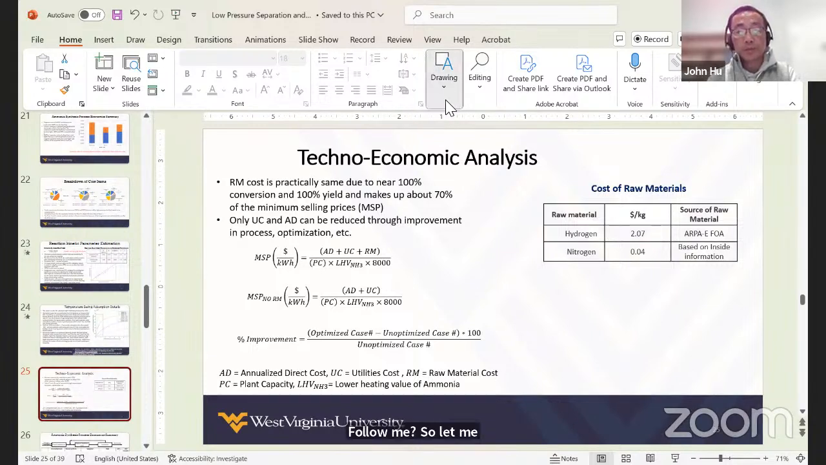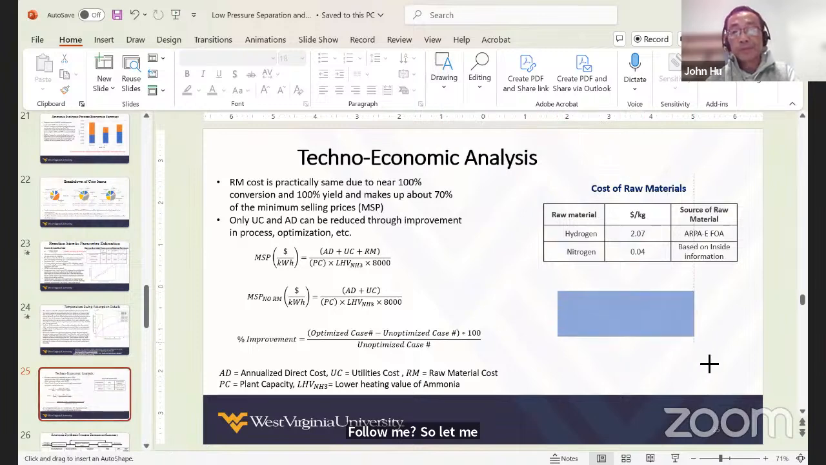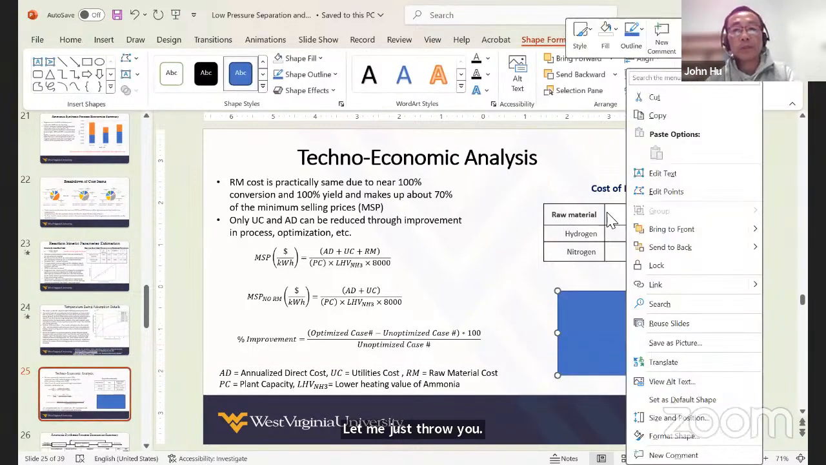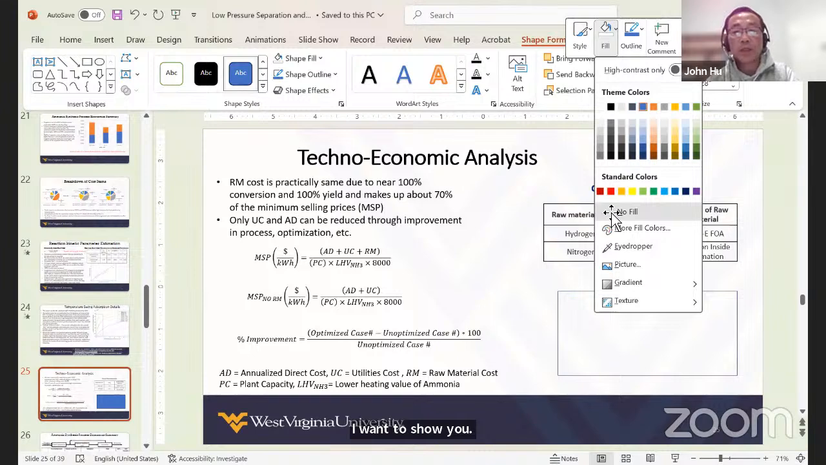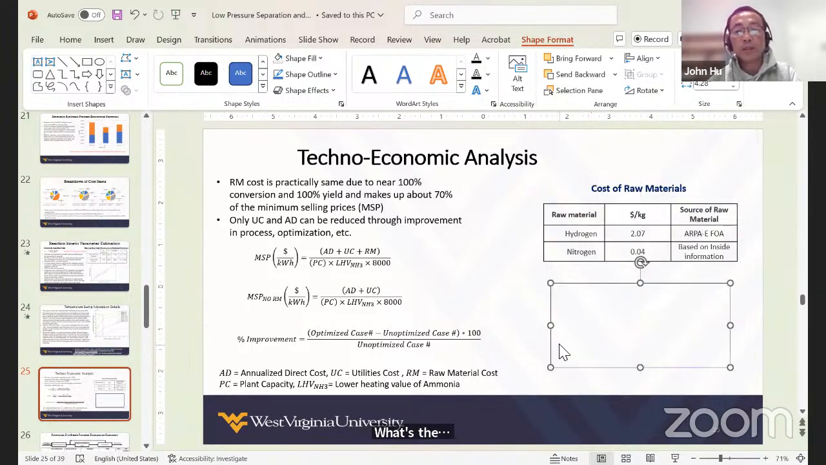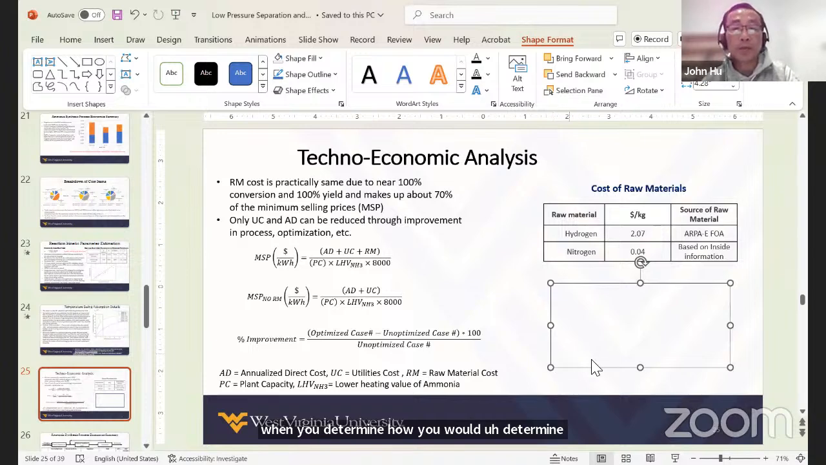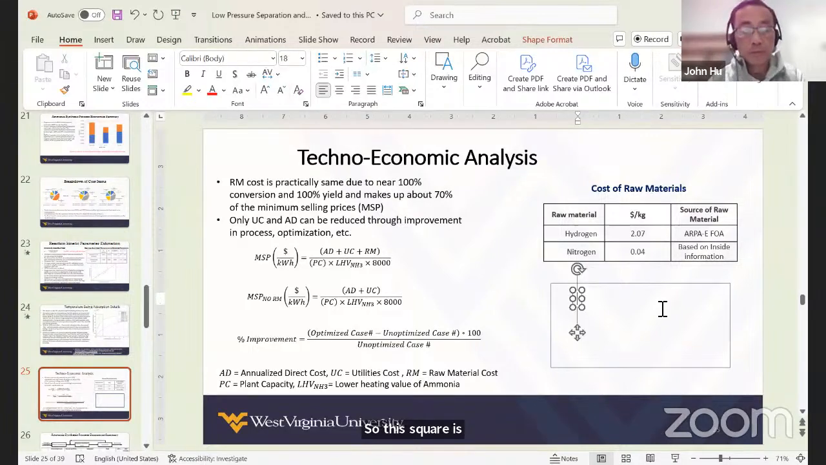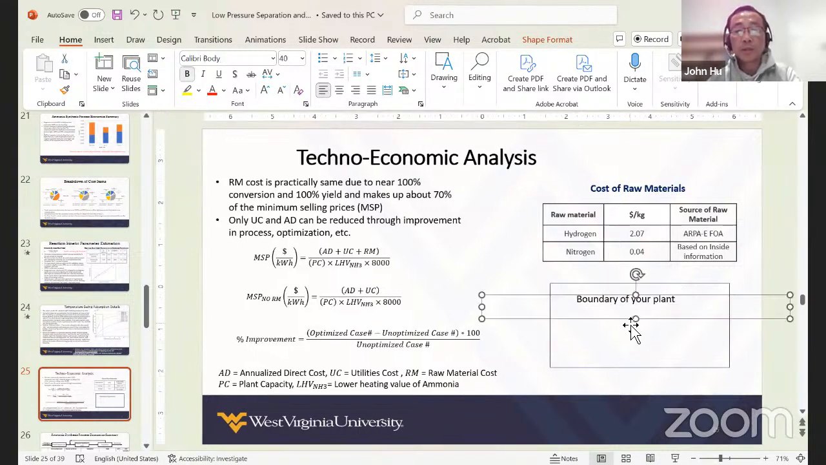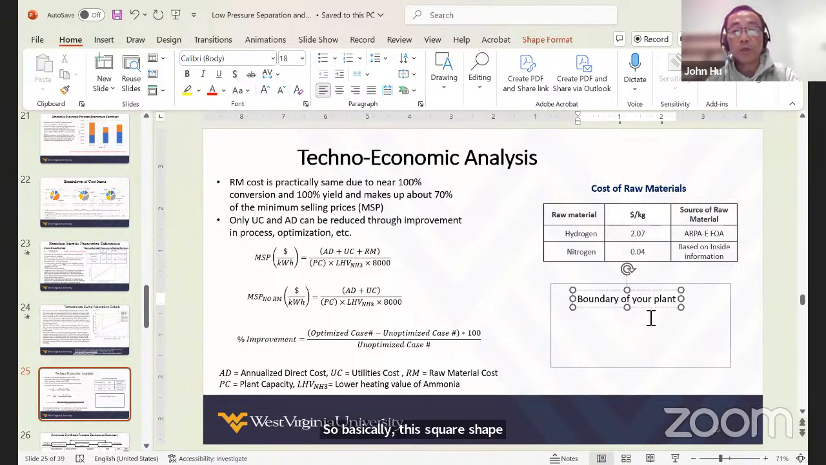Let me just show you. I want it to make sense when you do the engineering economic analysis. I want to show you the practice when you determine how you build the capital and operating costs. So this square shape is the boundary of your plant.